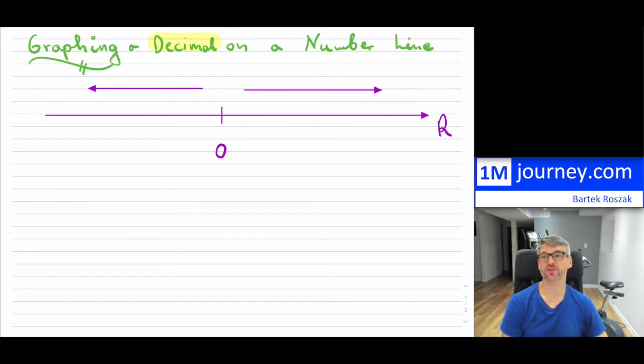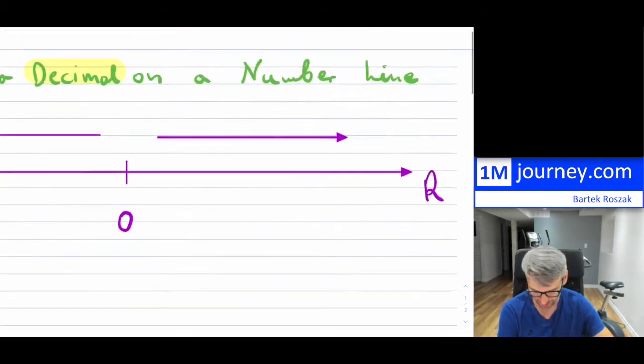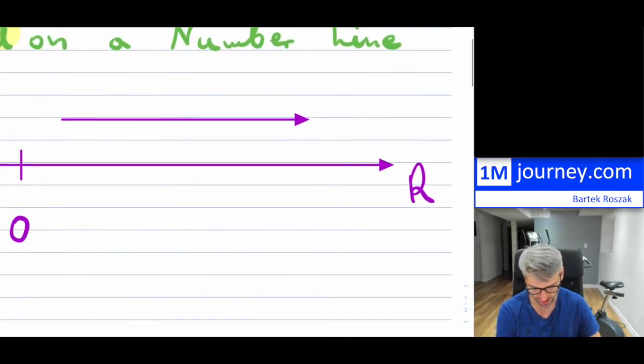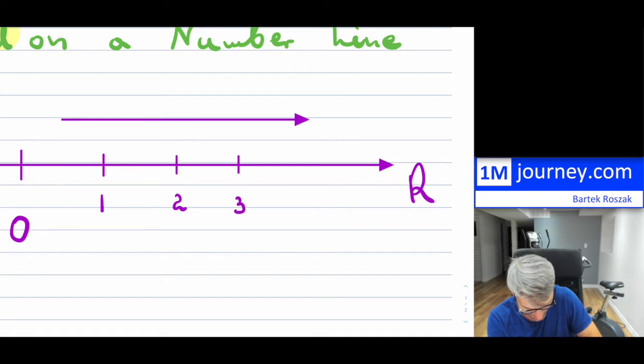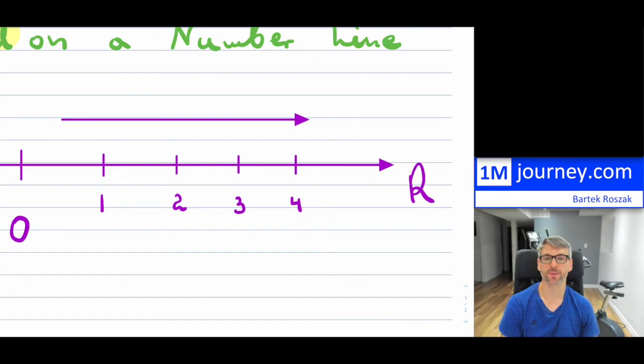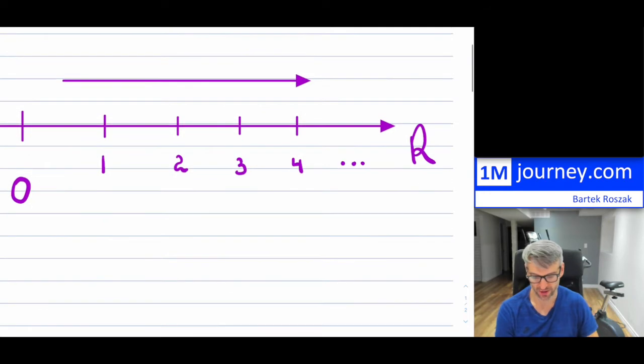It is much easier to draw out the positive numbers. So if I zoom in on only the positive side, I can start numbering these. I'll try to keep this symmetrical. So it will be 1, 2, 3, 4, and this keeps going. Ideally they're supposed to be equally spaced apart, and it continues on.